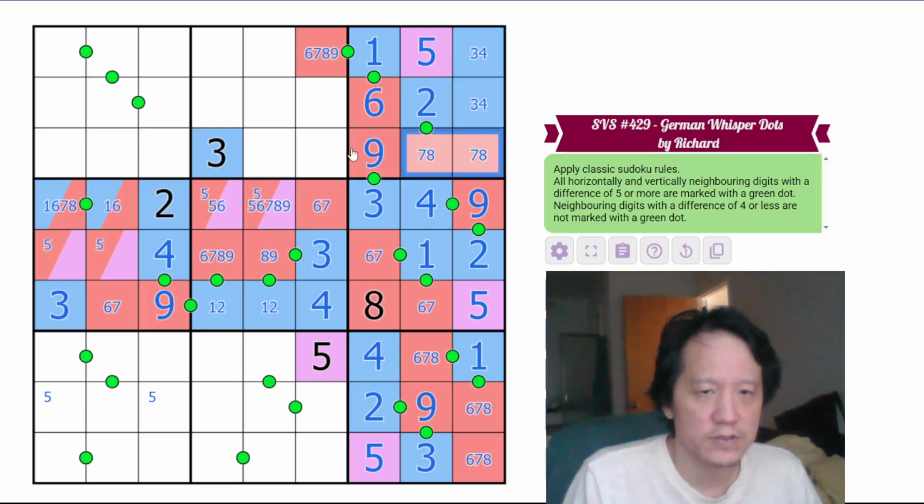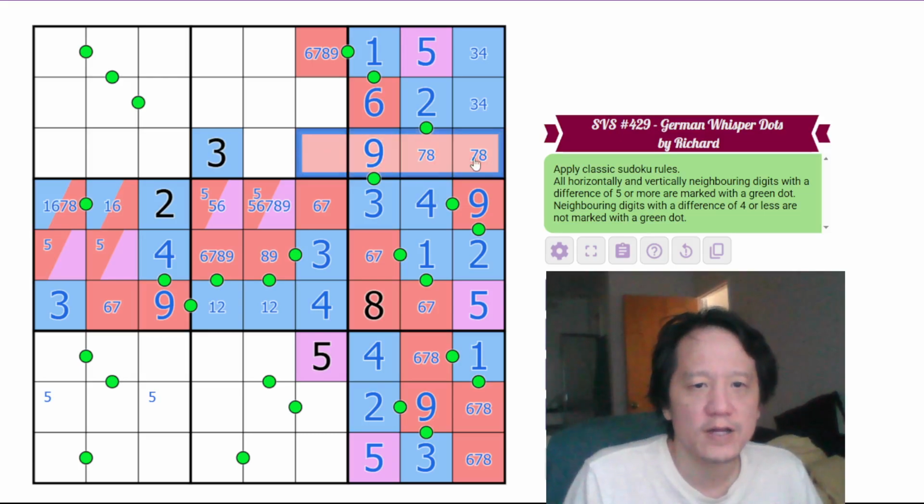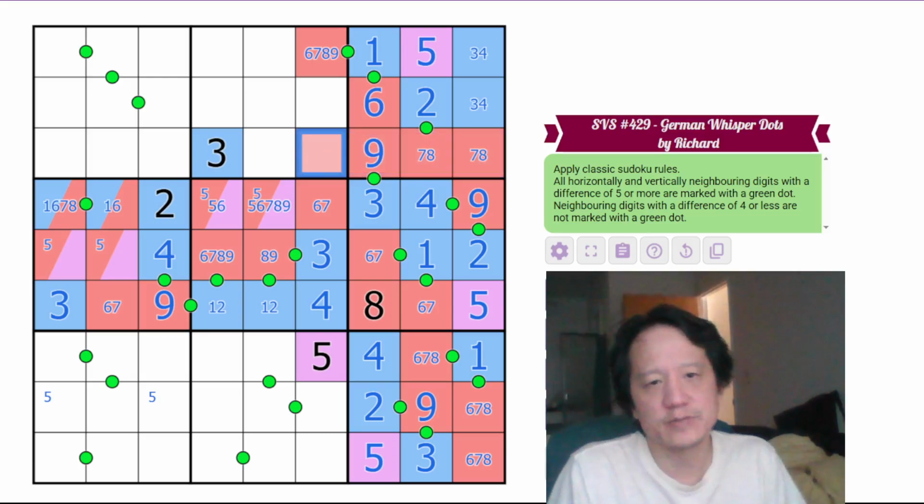We don't know what these are. What are the remaining? Okay, so this cannot be a low because again, you'd have a 9 next to a low, which without a German whisper dot between them. We have this then has to be a 6 because that's the only digit remaining that's high in row 3. These have to be low or 5.